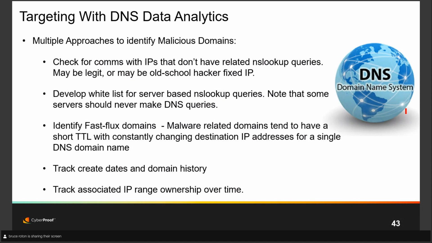Another thing to look for is fast flux domains. And for those of you that aren't familiar with that, it is a constantly changing IP address for a single DNS domain. Typically, they'll use a TTL of less than a few hundred seconds. Yes, I get it, that could be load sharing in some cases when it's 8 or 10 IP addresses. But when it's hundreds of addresses, that's somebody using a botnet to try and hide their IP address.